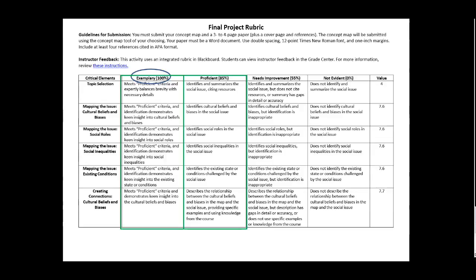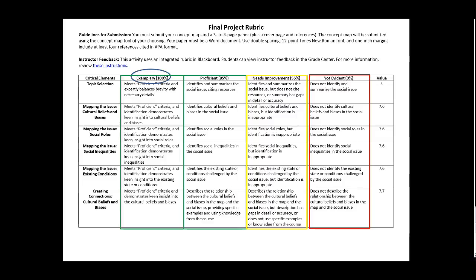So these are the two columns in the rubric that you really want to pay attention to. And then needs improvement is, we've talked about this before, you might identify and summarize the social issue, but you do not cite the resources, which was called for in the proficiency level, or the summary has gaps in detail or accuracy. So really it's that you did it or you made the attempt, but there are some gaps or some issues with the actual submission, and then not evident is it's just not there.